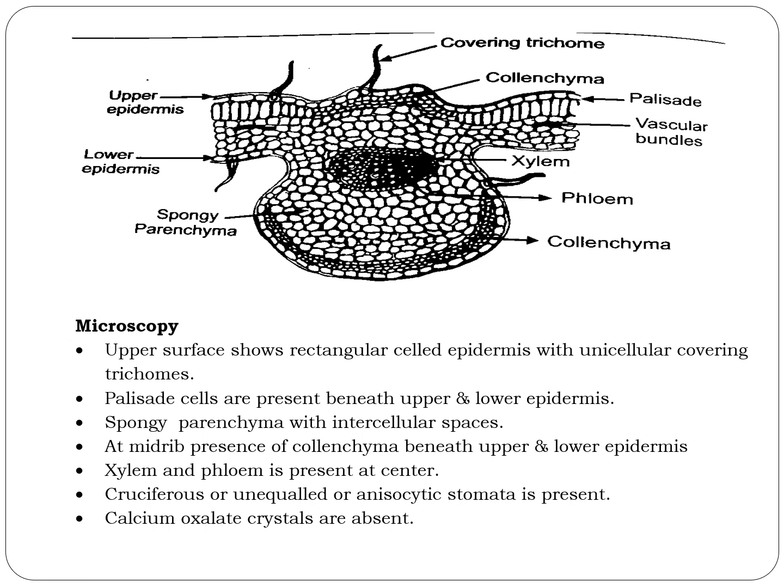Let us see the microscopy of the vinca leaf. The upper surface shows a rectangular-celled epidermis covered with cuticle, and you can see the presence of unicellular covering trichomes. The palisade cells are present beneath the epidermal cells. Spongy parenchyma is present with intercellular spaces. At the midrib portion, you can see collenchyma beneath the upper epidermis and the lower epidermis. Xylem and phloem are present at the center. You can see anisocytic stomata in the vinca leaf, and calcium oxalate crystals.